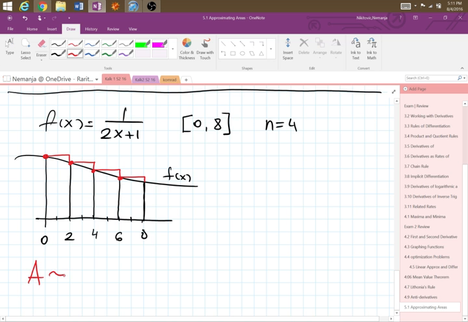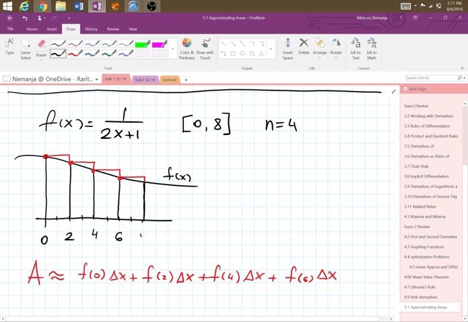So area is approximated as f of 0 times delta x plus f of 2 times delta x plus f of 4 times delta x plus f of 6 times delta x. And since we are doing the left-hand sums, we are not going to use f of 8 because f of 8 is not left for any of the rectangles. In order for f of 8 to be the left, you need to have a rectangle on the right of it, but we don't.